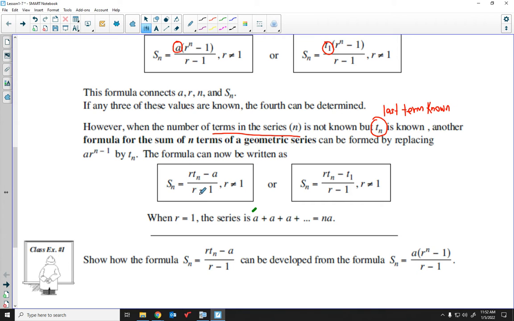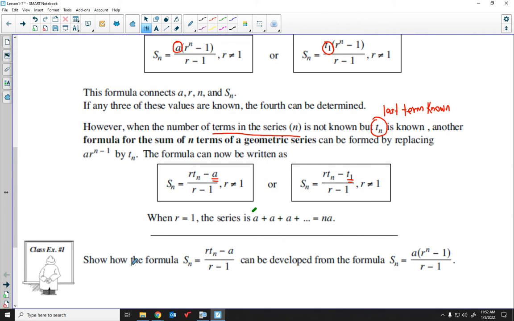In which case, there's a couple of other formulas on the formula sheet. This is similar to the arithmetic series as well. There was also a formula where you could calculate the sum if you didn't know the number of terms in the series, but if you did know what the last term was. The equations we have are S of n is equal to R T of n minus A over R minus 1. Or if you don't want to write down the A here, you can just write down R T of n minus T1 over R minus 1.